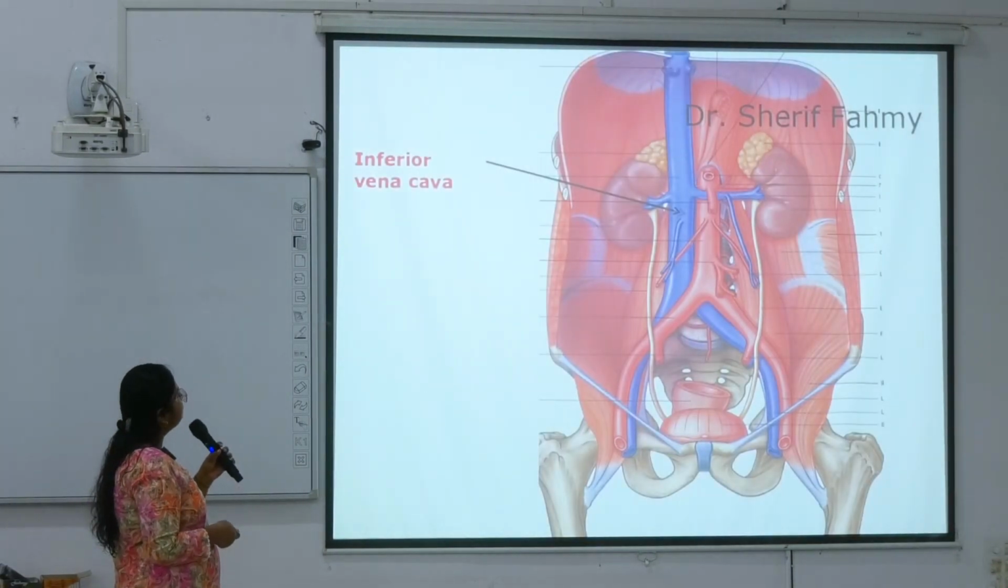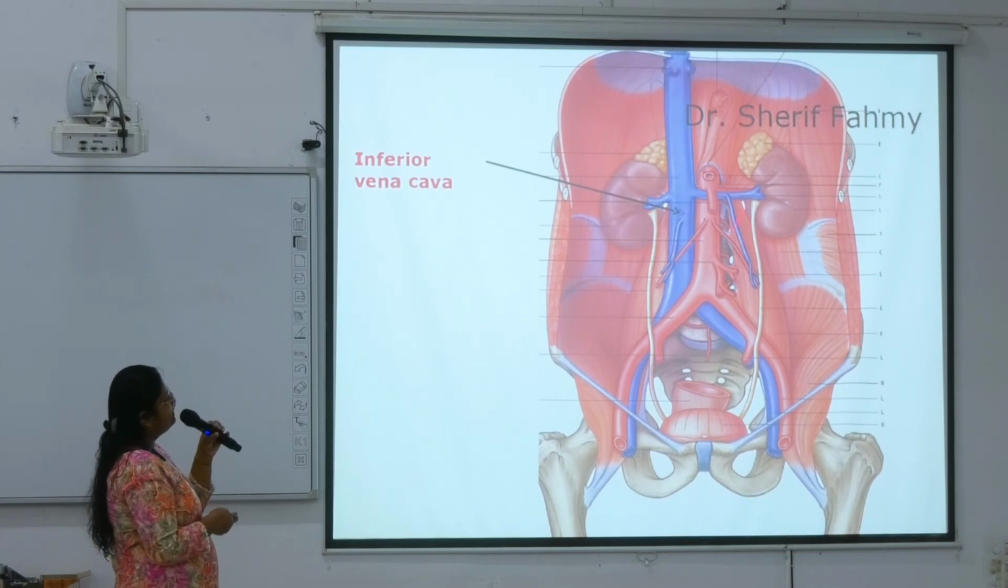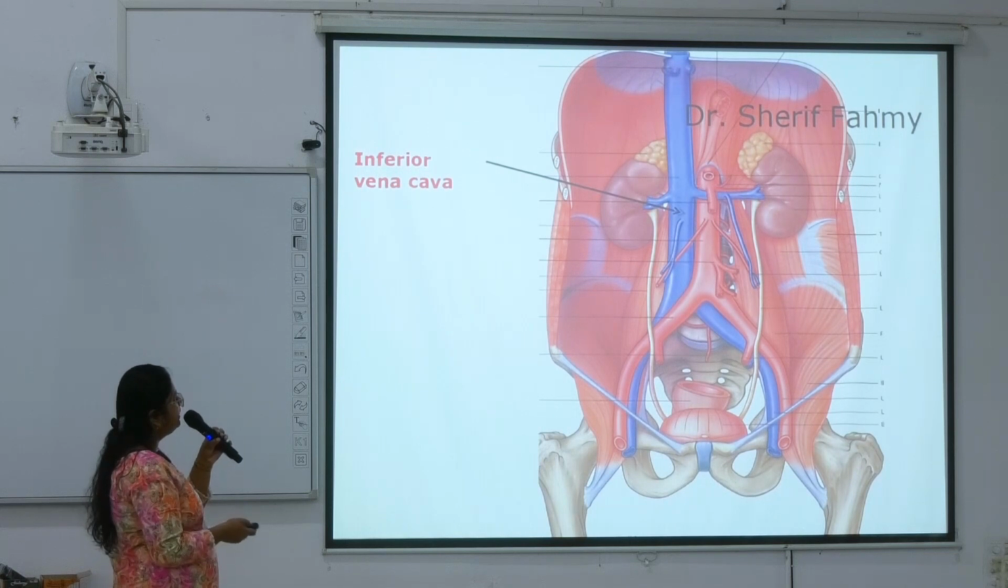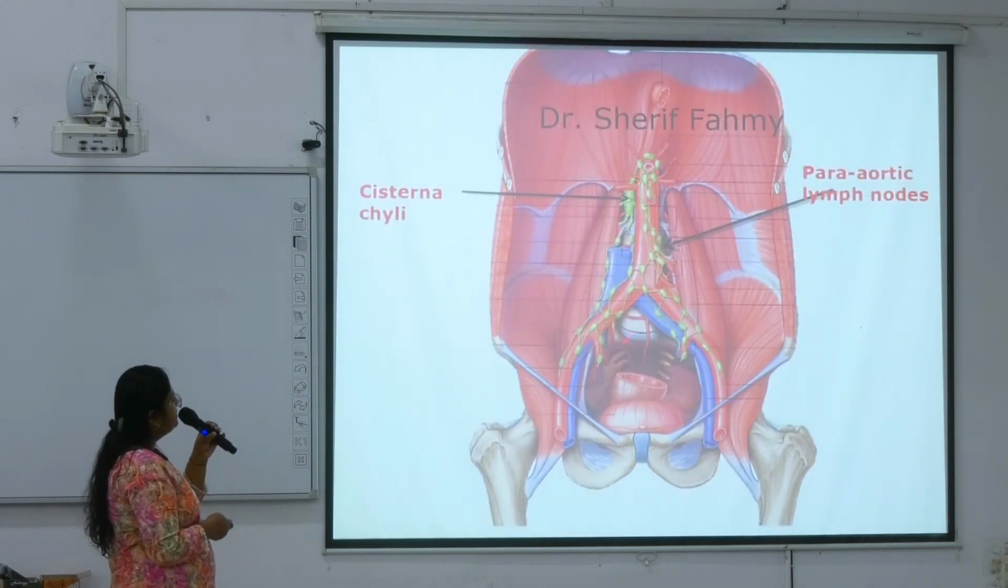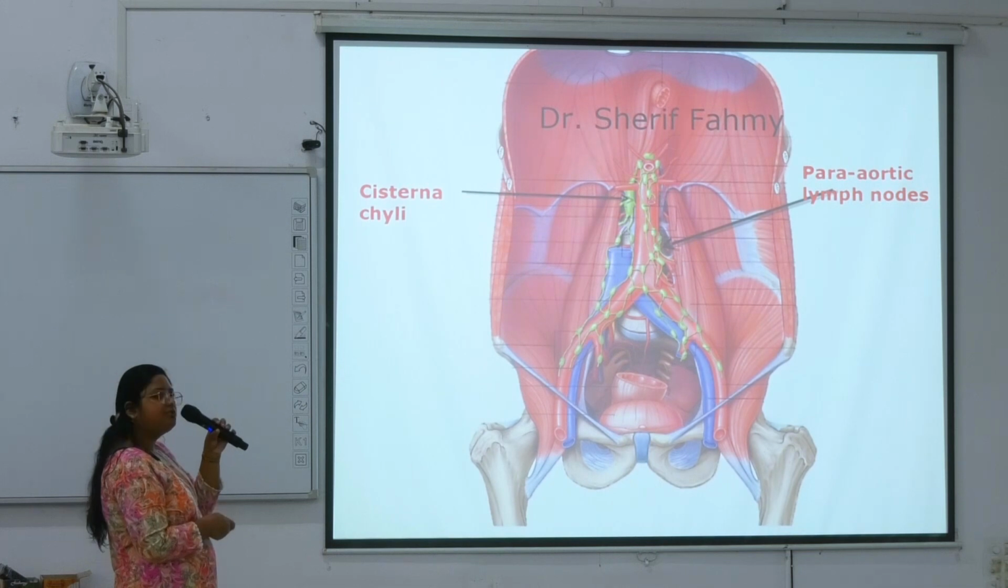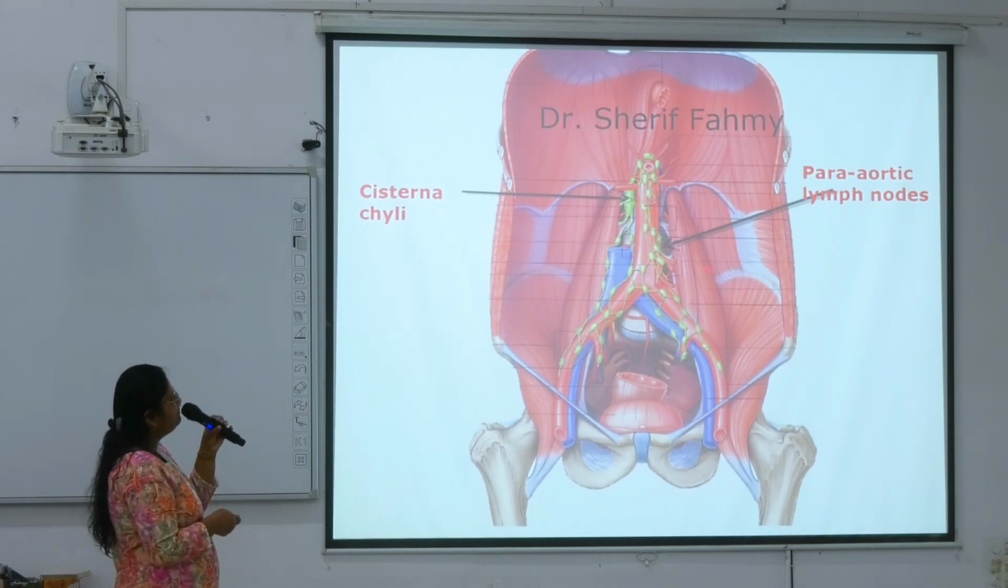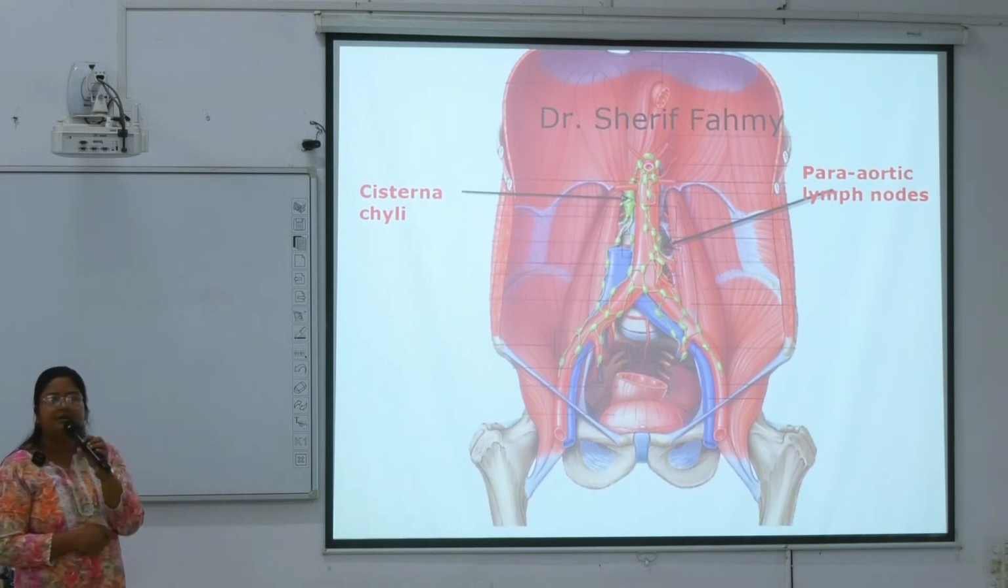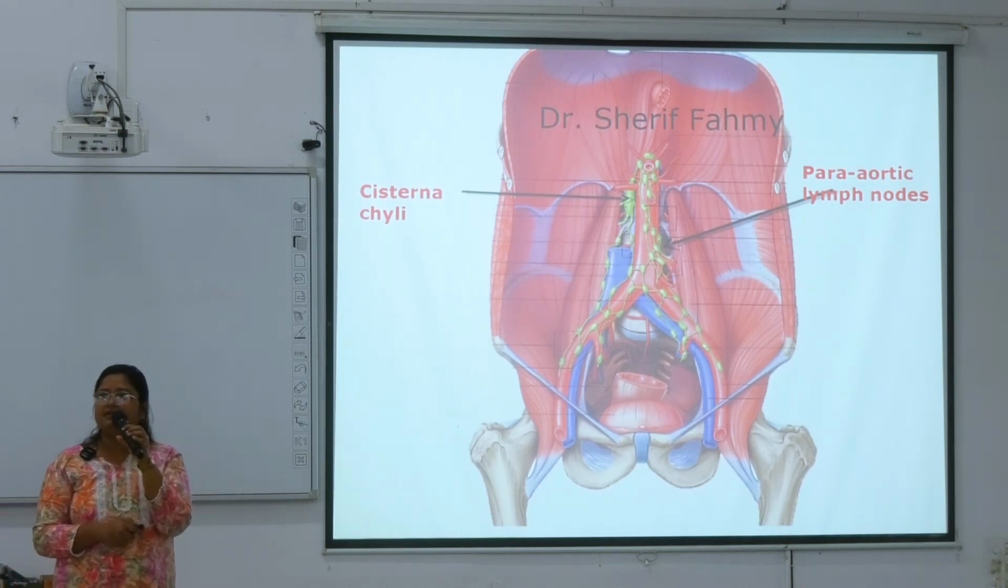Next, the inferior vena cava lying to the right of the aorta has been shown. Next, lymphatics are also lying here. See, here is the cisterna chyli lying posterior to the inferior vena cava. Lymphatics, and these are the lymph nodes, pre-aortic and para-aortic groups of lymph nodes. Para means on the two sides of the aorta. Pre-aortic means in front of the aorta.